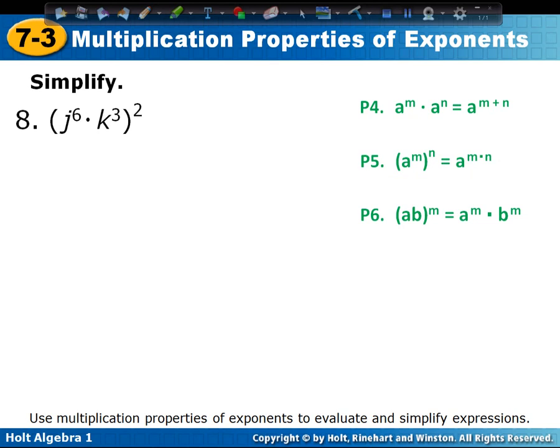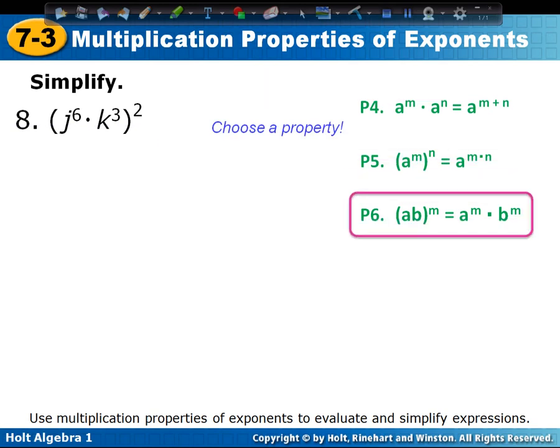All right. Number 8, we're going to be looking at 2 properties here again. We have j to the 6 times k to the 3 raised to the 2nd power. So the first thing we're going to do is choose our first property, which is going to be property number 6. We have more than one base inside that parentheses, and we have an exponent outside of that parentheses. So that exponent is going to apply to everything inside the parentheses. So we have j to the 6 raised to the 2, k to the 3 raised to the 2. So you need to rewrite the problem like this and go ahead and work out this first step before we look at the second one.